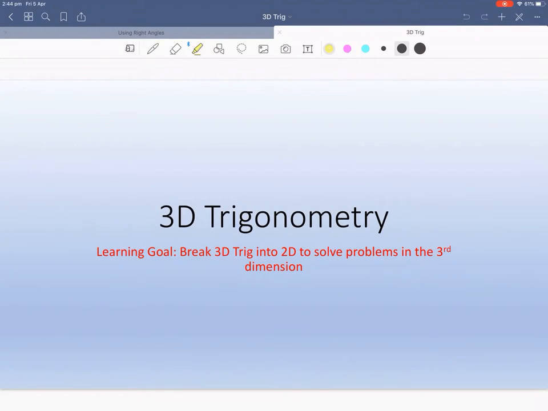So this is 3D trigonometry. I don't think it's the last time we'll be touching this, but for this lesson we're going to break 3D trig down into 2D, and essentially that is the main thing we have to do. Okay, so I've got an example that will explain this, and let's go for it.